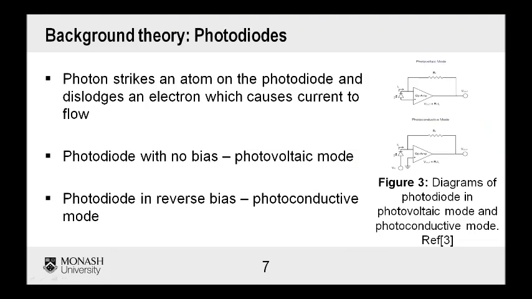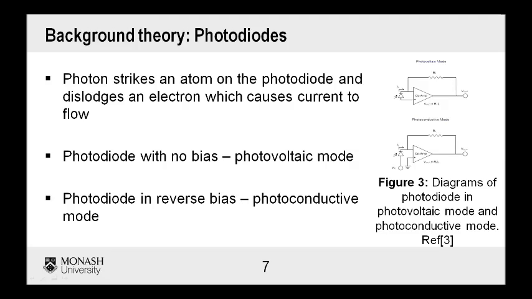Photodiodes are used as the receiver in an optical link. How they work is a photon will strike an atom on the photodiode, and that will cause an electron to be dislodged, which causes current to flow through the circuit. There are two ways that you could wire up a photodiode, the first of which is called photovoltaic mode, where you have no bias across the photodiode, and based on the photoelectric effect, electrons will flow through the circuit.